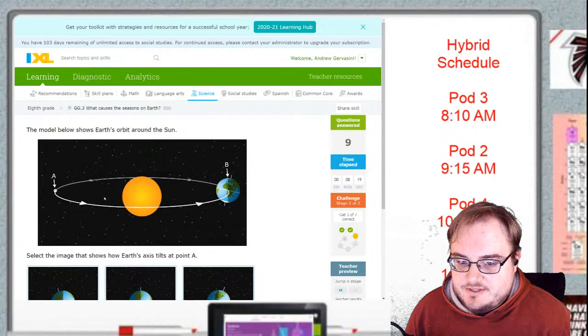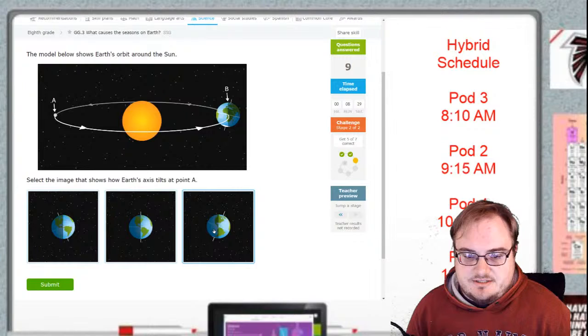The model below shows Earth's orbit around the Sun. You got A, you got B. This is just the other picture. Now we're at B, the other side. Select the image that shows how Earth's axis tilts at point A. Well, the axis doesn't change, so just do whatever matches B, and then you'll have the correct angle.